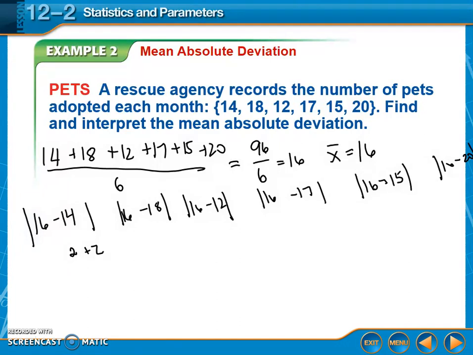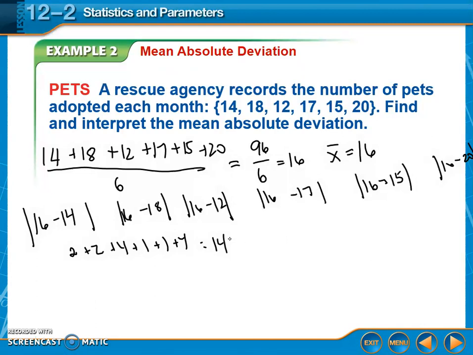And then 16 minus 12 is 4. Absolute value of 4 is 4. That's negative 1. Absolute value is 1. This is 1. And then this is going to be negative 4, but the absolute value is going to be 4. Okay, so then step 3 was add them all up. So 2 plus 2 is 4, plus another 4 is 8, 9, 10, 14 is my total.